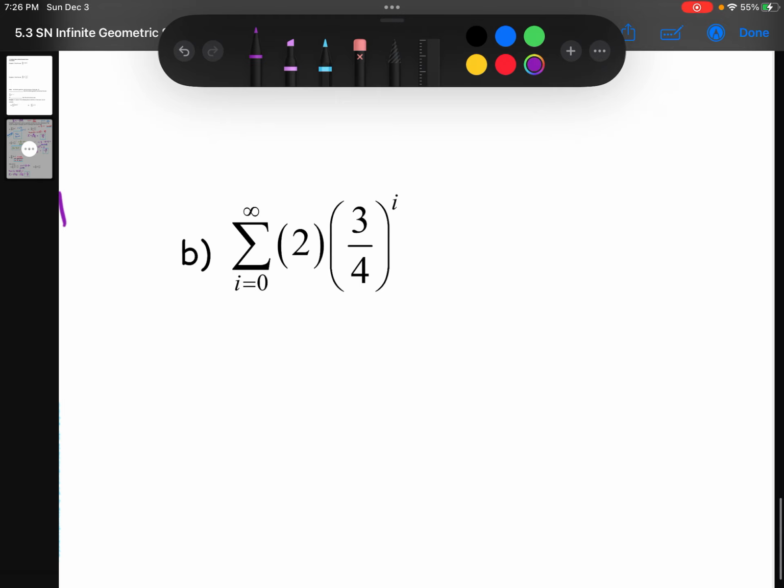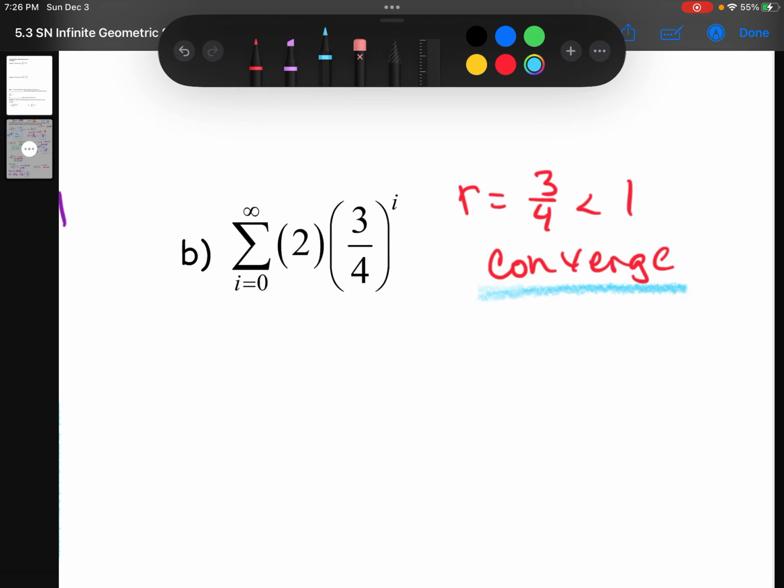And looking at B, first thing we want to do is identify the R to see if it is geometric even. That R is 3/4, which is less than 1. So this will converge and have an actual sum. We need A first. A first is a sub 0. This number right here.